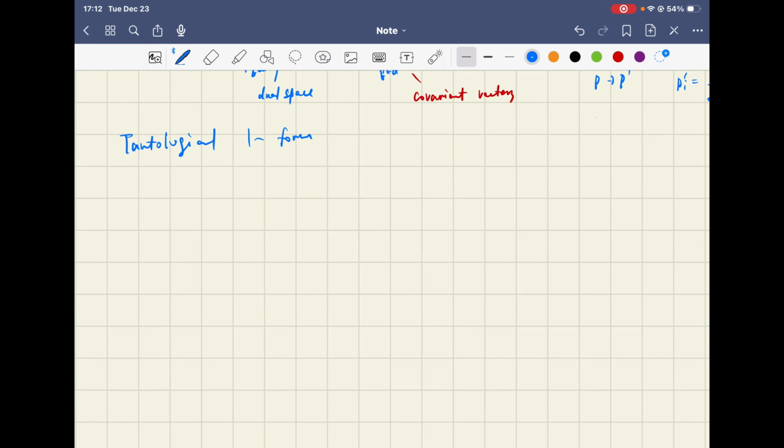The feature of this 1-form is that its definition is independent of the coordinates chosen. Actually, it's hidden in the word tautological, because in English it kind of means intrinsic. So this is natural, and it's independent of coordinates. First, let me show you the definition of this 1-form.